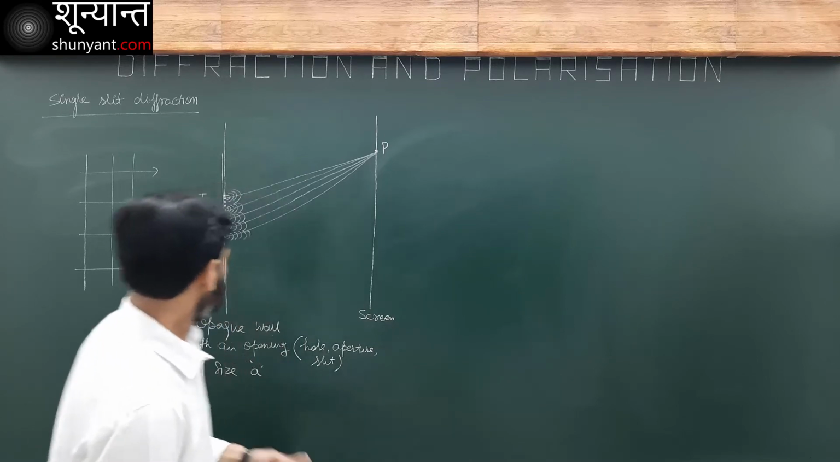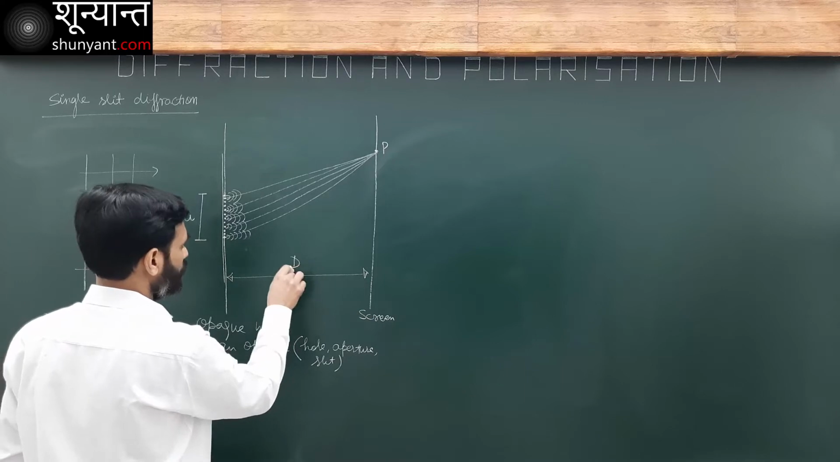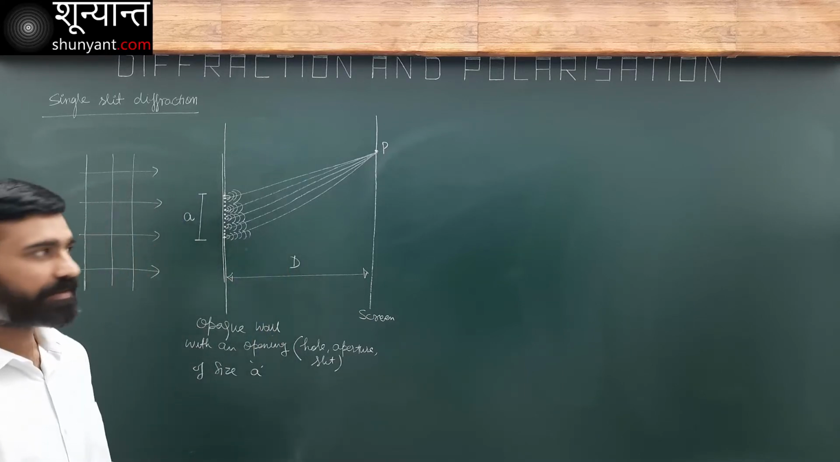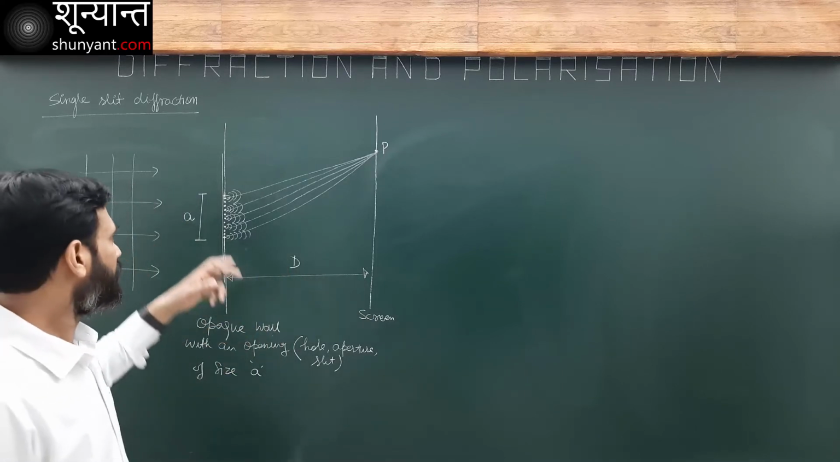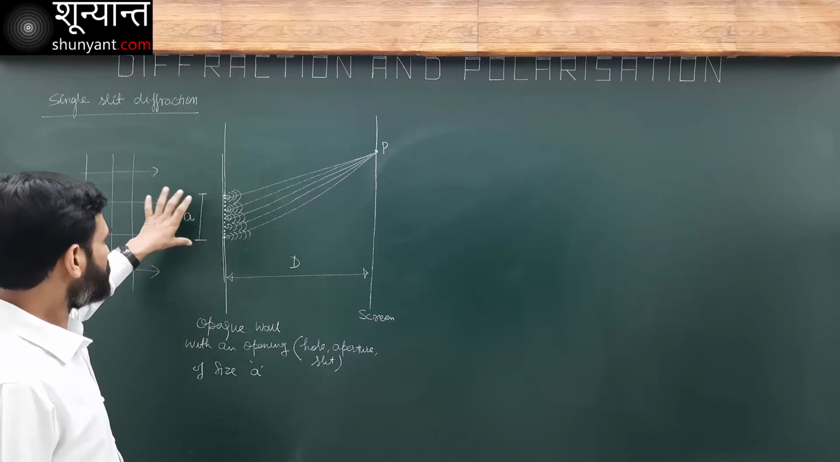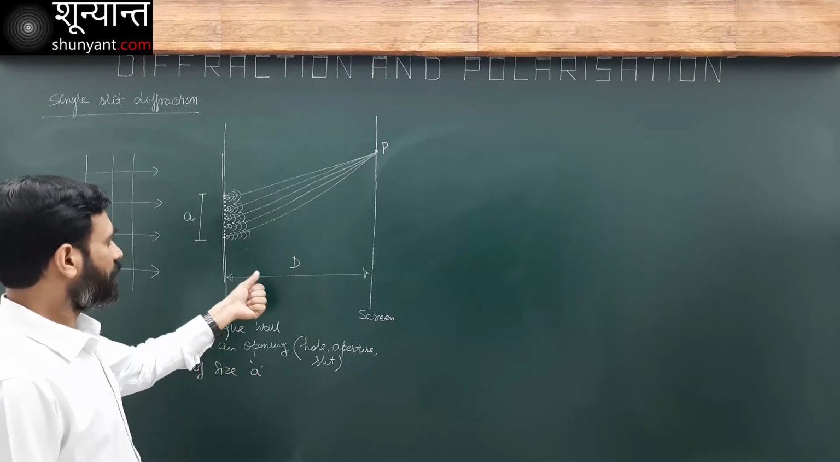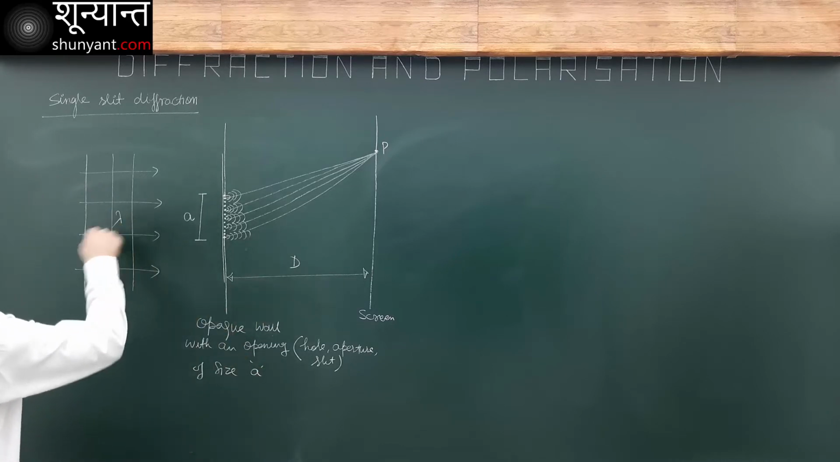This distance, let's give it a name. Let's say it is equal to capital D. The only change is that in the case of the double slit, the separation between slits was small d. Here I am taking it as A. This is the aperture, the size of the aperture. Size is A. Wavelength is lambda.